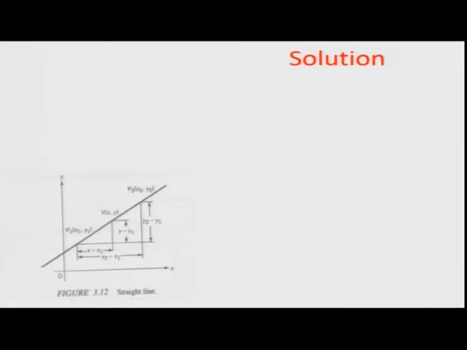So, here the x'(t) will be equal to minus x1 plus x2, and similarly y'(t) should be equal to minus y1 plus y2, and obviously the V'(t) becomes equal to y'(t) by x'(t).